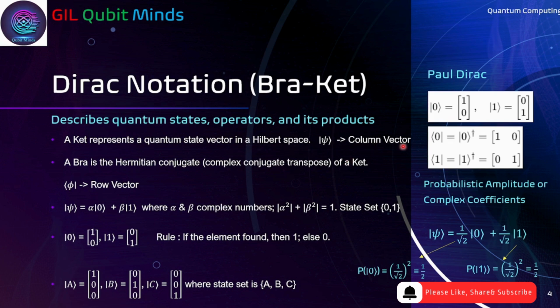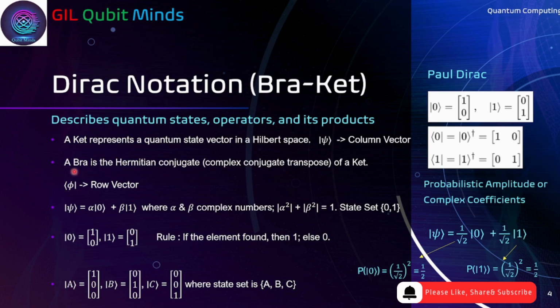Ket is a column vector and Bra is the Hermitian conjugate, meaning the complex conjugate transpose of the Ket. So if 0 Ket is the column vector 1 0, then 0 Bra will be the complex conjugate, meaning the dagger symbol is there. Ket 0 dagger is Bra 0, which will be transposed to 1 0. Similarly for 1 Ket, it will be transposed for 1 Bra. It is a conjugate transpose.